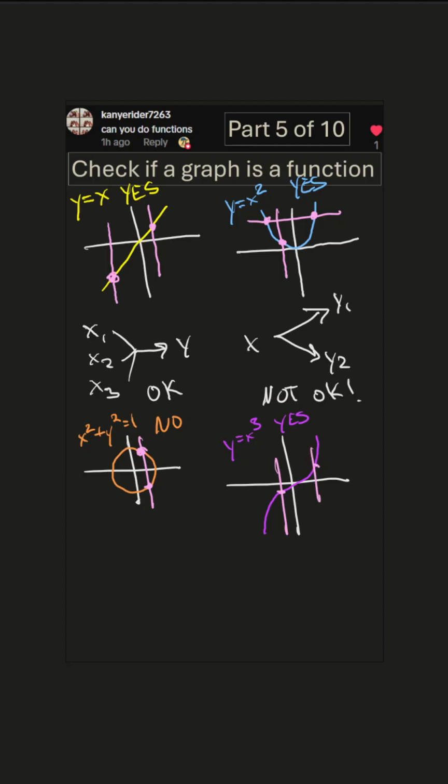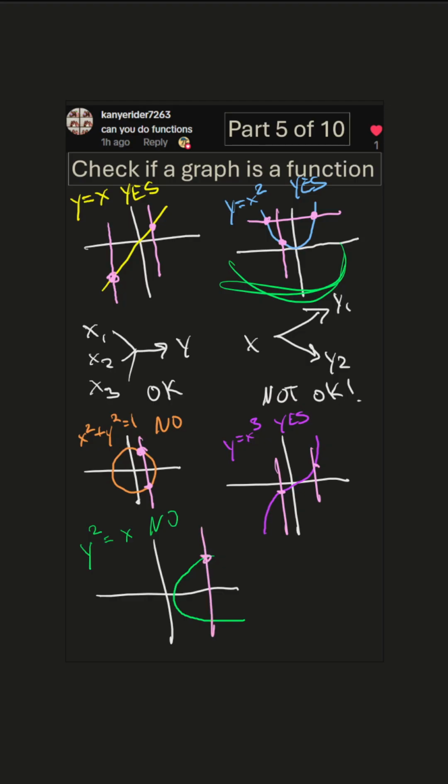We'll do one more. How about this guy? Looks like that. That's a parabola, huh? Just like here. This one is y squared equals x. Now, is that a function? No, it's not. Because look, it fails the vertical line test.